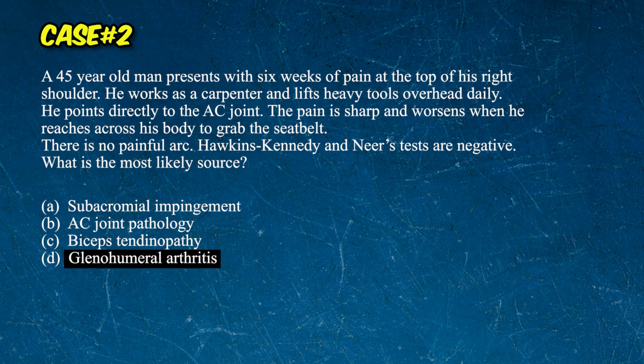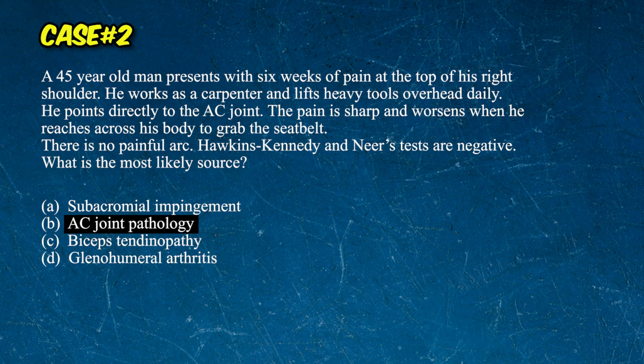Option D, glenohumeral arthritis. Arthritis of the main shoulder joint causes deep pain, often felt in the back of the joint or the front. It comes with crepitus and a loss of both active and passive range. This patient's pain is superficial, right at the AC joint, and there is no mention of crepitus or global stiffness. OA doesn't fit. Option B, AC joint pathology.